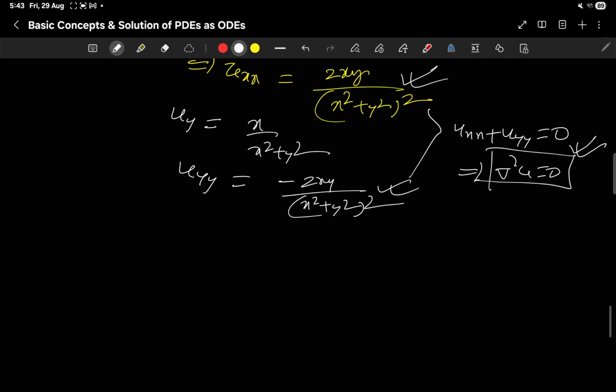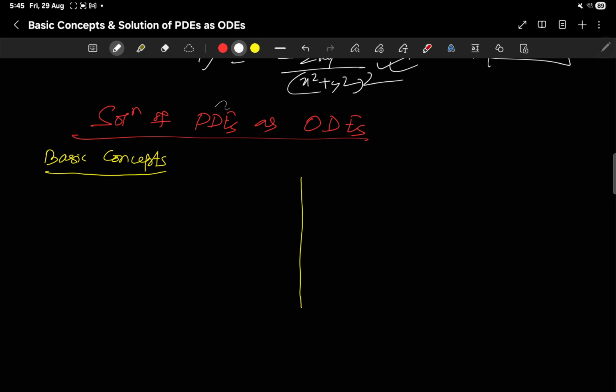So likewise you should solve some more problems from your book. So now let us discuss the solution of PDEs as ODEs. We will now discuss solution of partial differential equations as ordinary differential equations. Now, solution of partial differential equation and ODEs. Coming to some basic concepts.